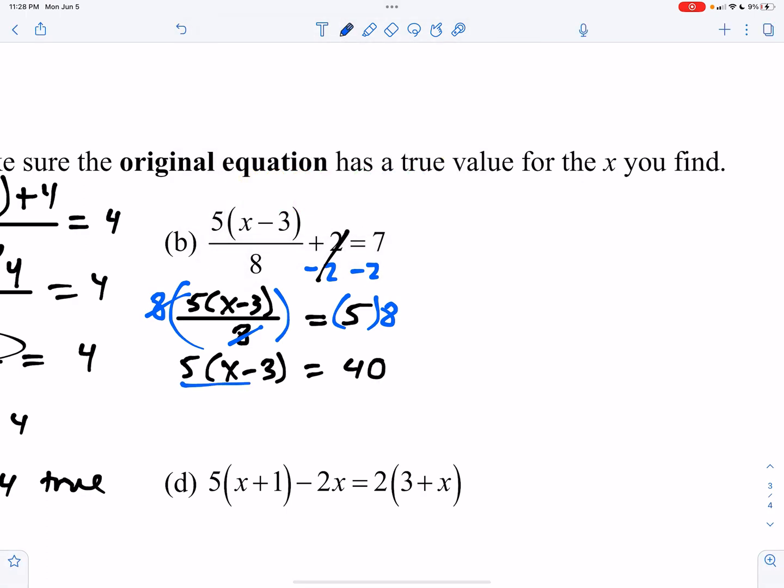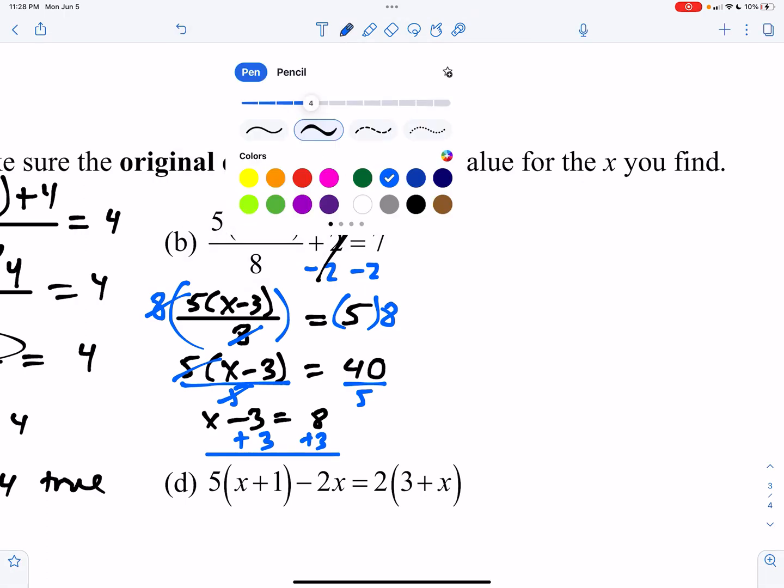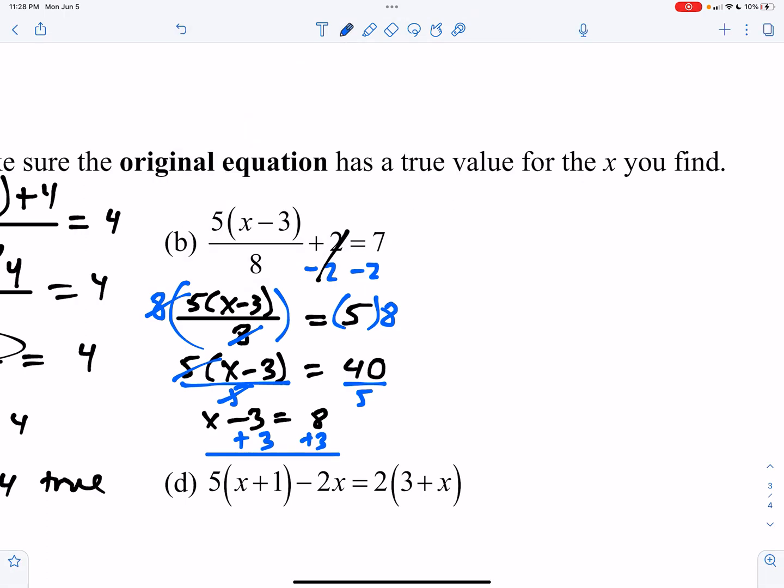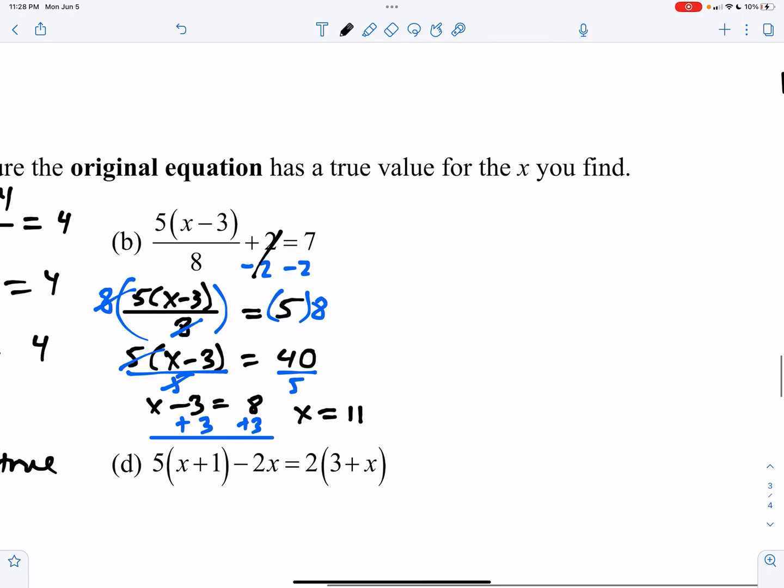Well, I can now divide by 5. Cancels, cancels. And I get x minus 3 equals 8. Okay, and then the very last step, the opposite of minus 3 would be to add 3. And I get a possible answer of x equals 11. And let's just check and see if that's true.